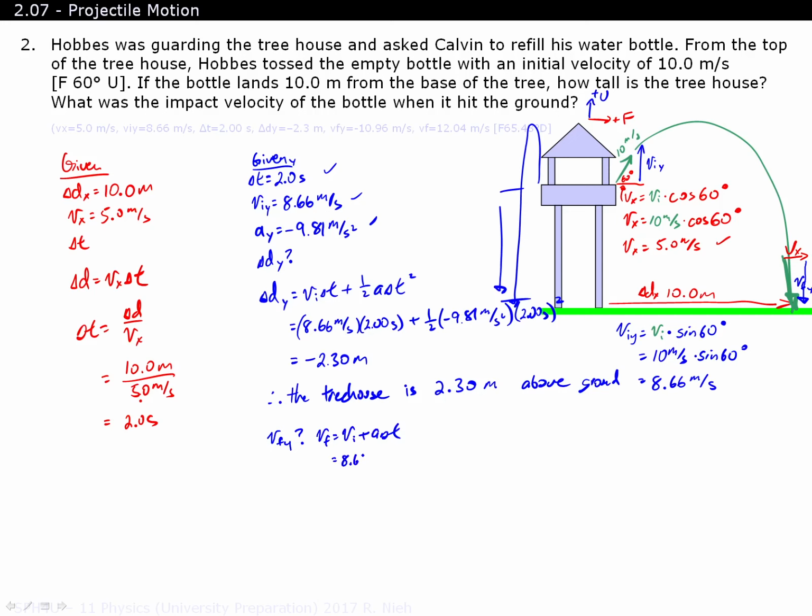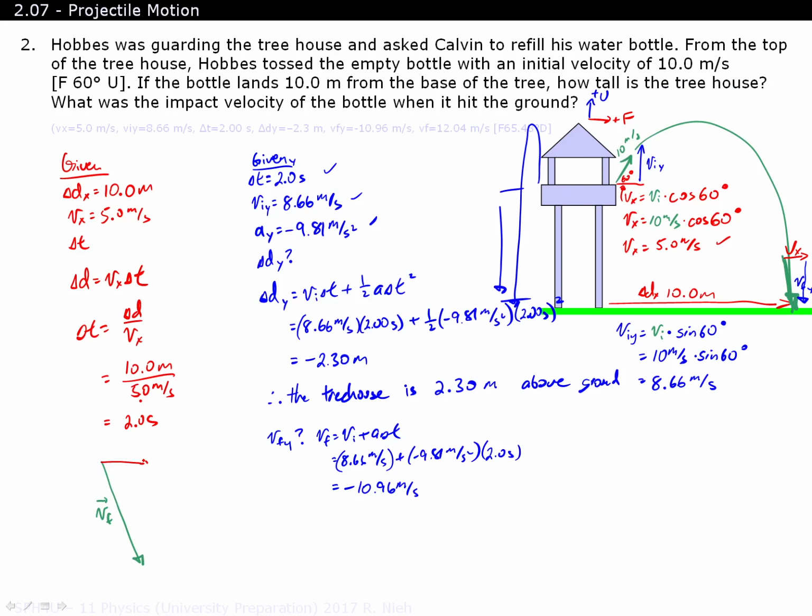So 8.66 meters per second plus negative 9.81 meters per second squared times the duration of 2.0 seconds. This will give us a Vfy of negative 10.96 meters per second. Just for clarity, let's draw the impact velocity vector one more time. So this is your Vf as a vector.